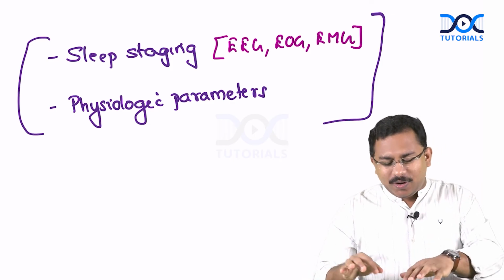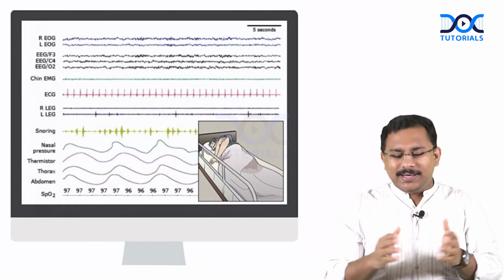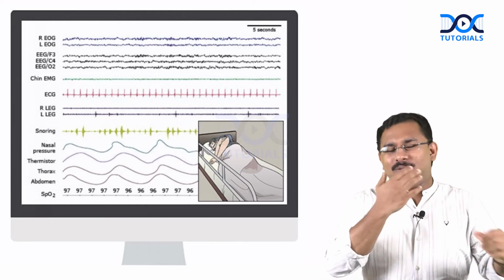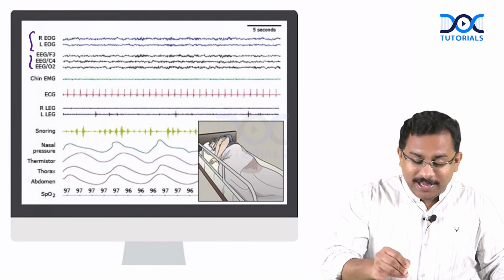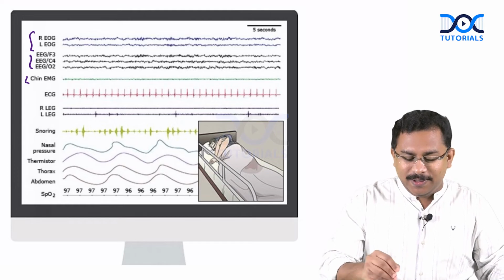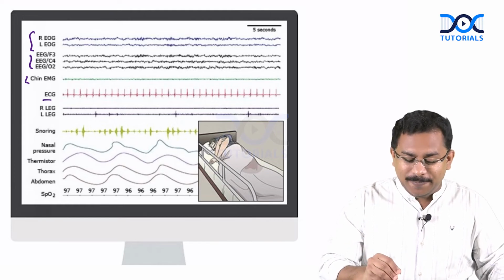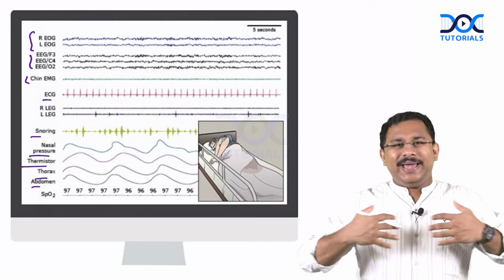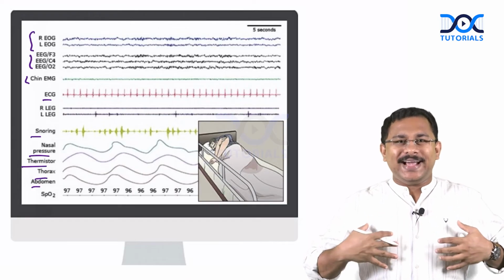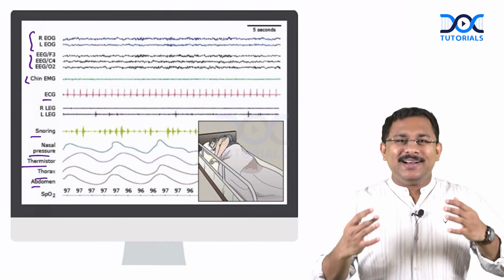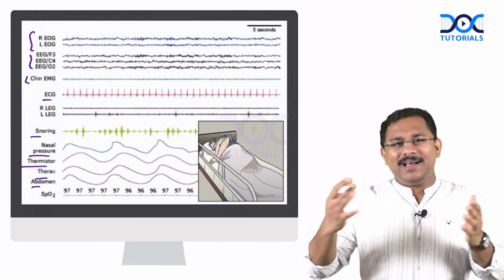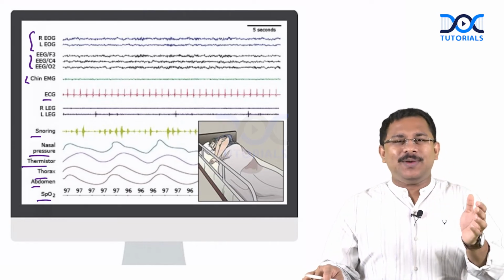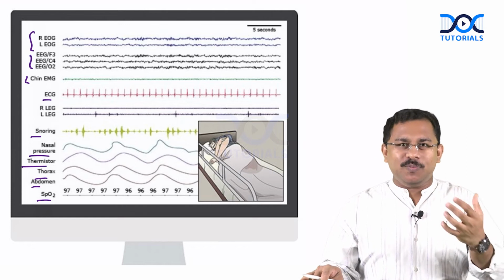And the recording that you would get will be like this on your monitor screen. The patient is actually sleeping with all the electrodes and the other connection devices. You have the EOG recording, EEG recording, EMG recording, the basic ECG recording, then the snoring sensors, nasal pressure, thermistor, and belts which look for movements of the thorax and abdomen. Especially it is useful in the differentiation between central sleep apnea and obstructive sleep apnea, and also SpO2. So multiple physiologic parameters are measured in the polysomnography.